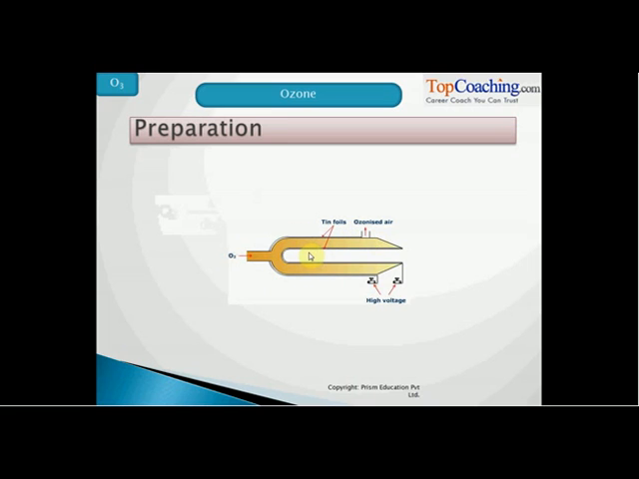So this is one of the apparatus. You can see these are tin foils. Oxygen gas is passed from here. These tin foils are connected with a high voltage, and when this current passes through this, the small amount of thermal energy that is provided to oxygen makes it get converted into ozone.